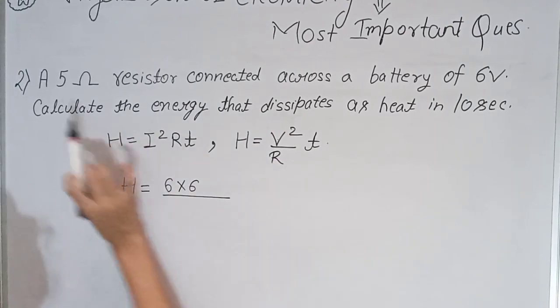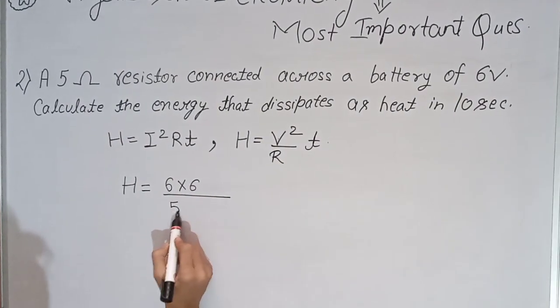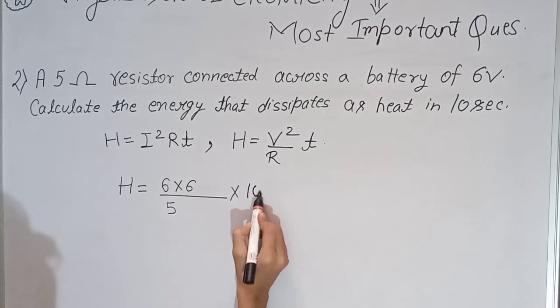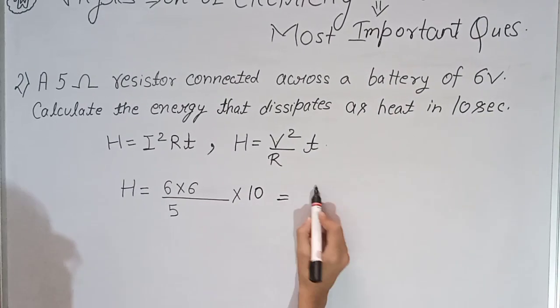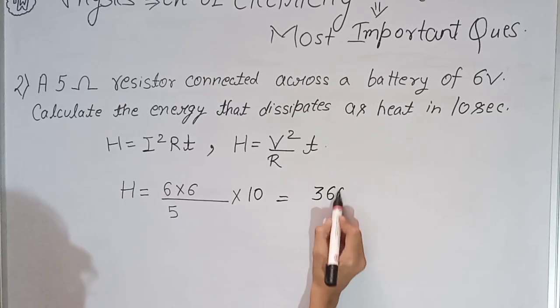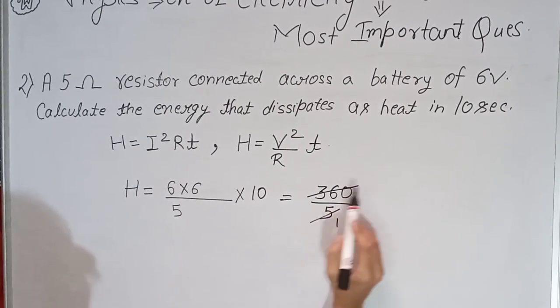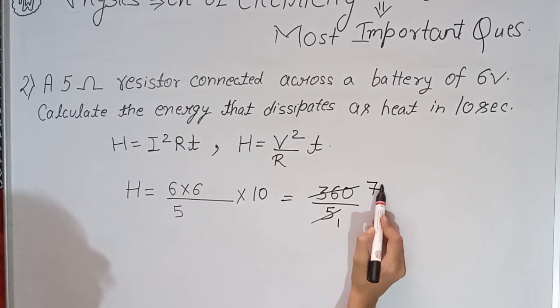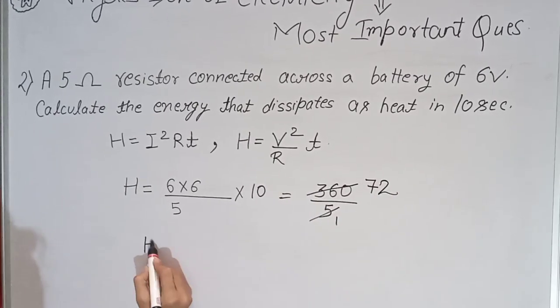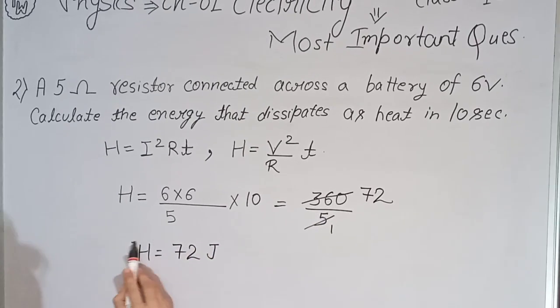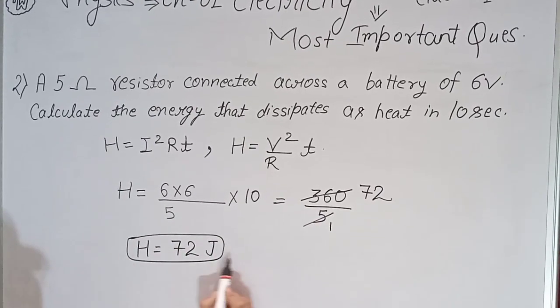Here volt is given, so you have to apply the formula H equals V square into T upon R. So write the value of voltage, that is 6. You have to square 6. 6 square equals 36. Time is given, that is 10 seconds. You have to multiply by 10, and resistor is given, 5 ohm. So what is your resistance? That is 5. So normally put the value and you will find your answer, that is 72 joule.